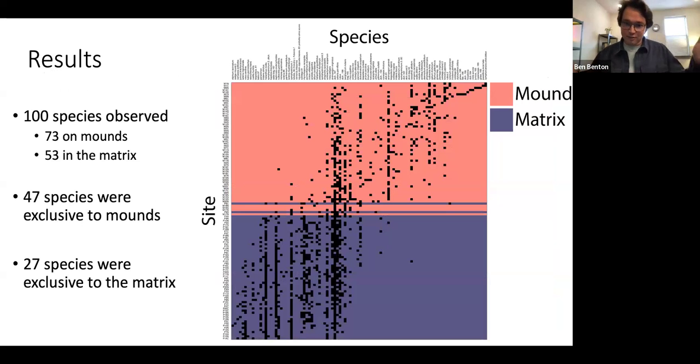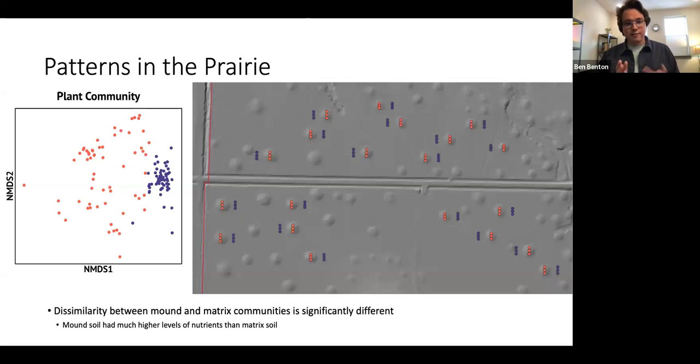So here's a visualization of the results of that. Overall, I found 100 species in my study. I found 73 species on the mounds and 53 species in the matrix. And 47 of these species were exclusively found on mounds, and 27 of these species were exclusively found in the prairie matrix.